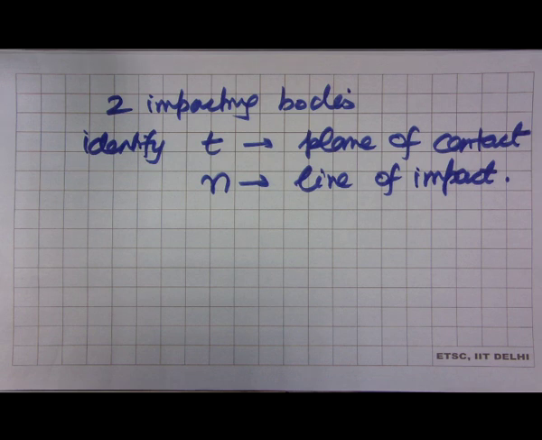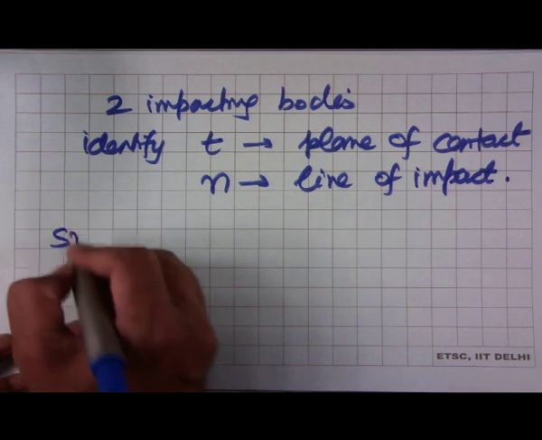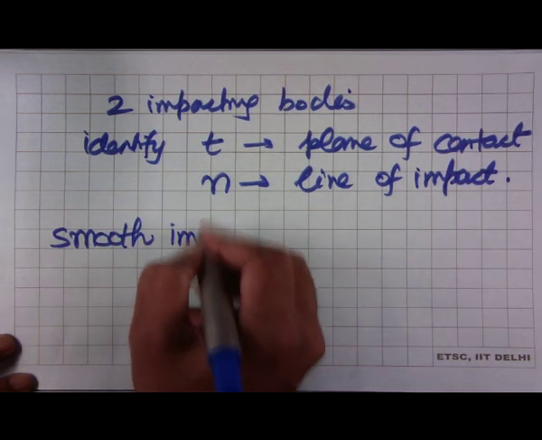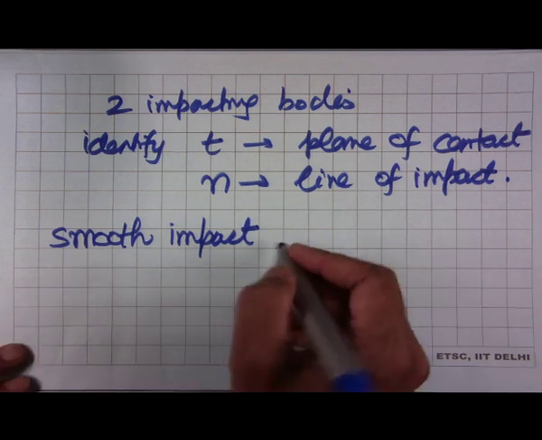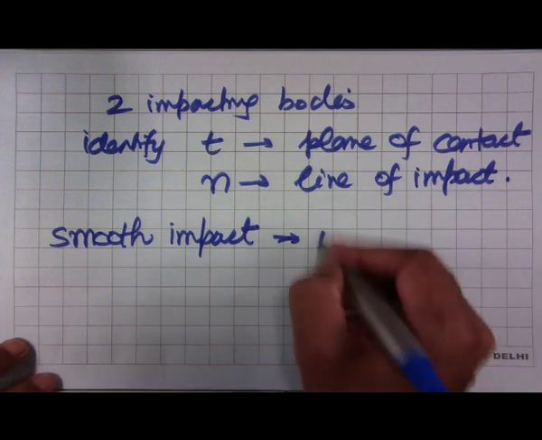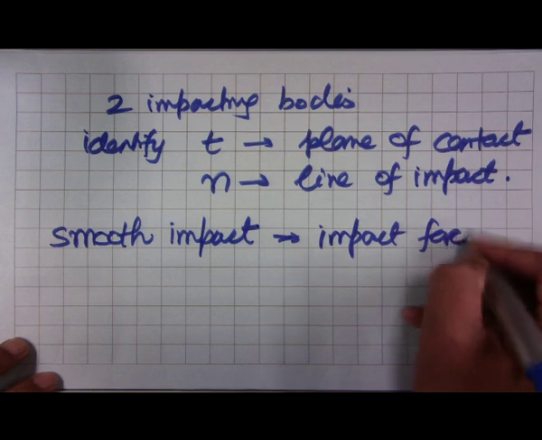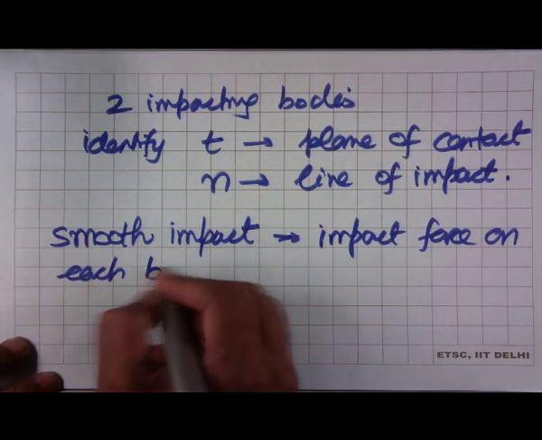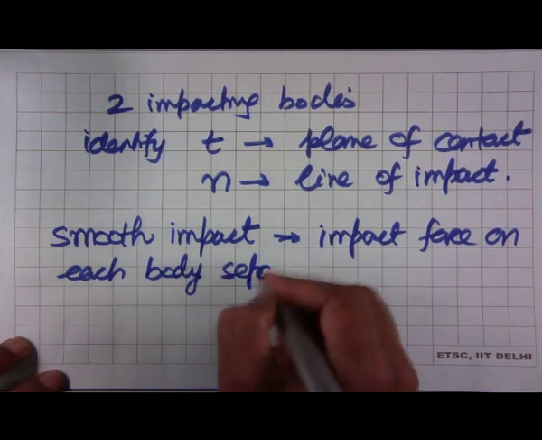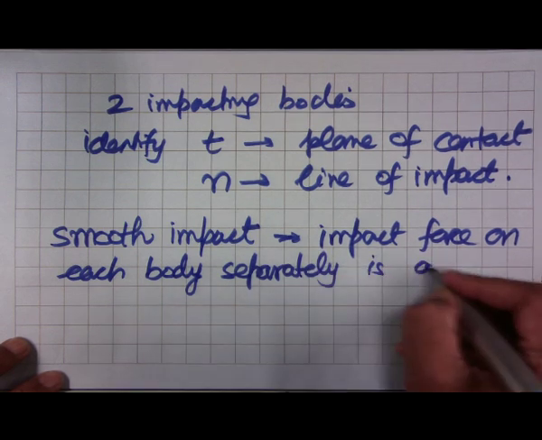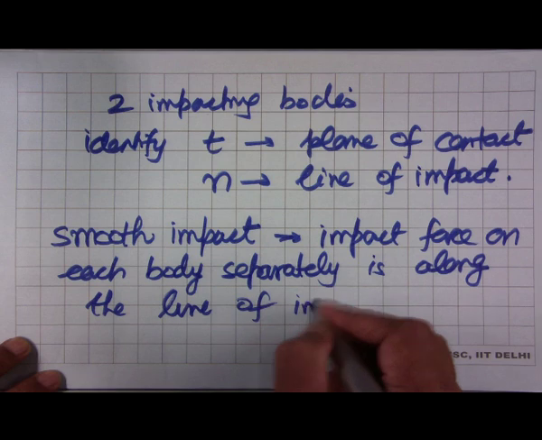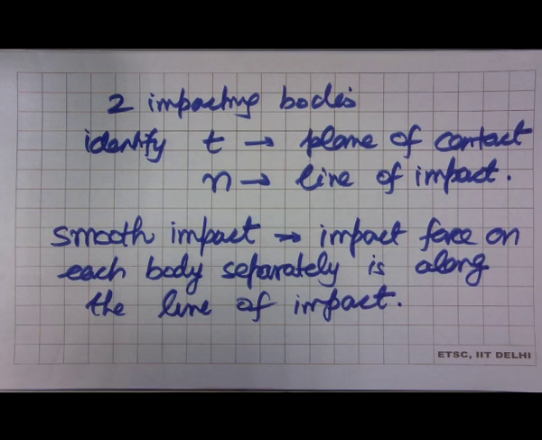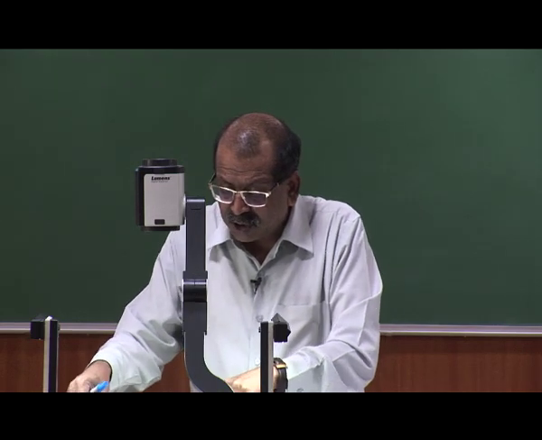Now, let us try to analyze some of these things. The impacts we will be talking of will all be referred to as smooth impact, and what we mean by smooth impact is that the impact force on each body separately is along the line of impact. It can have any direction along this line, either plus or minus, but in a smooth impact the impact force is along it.